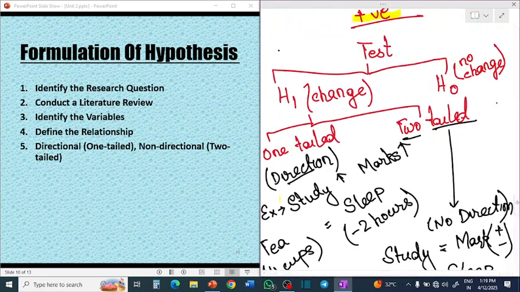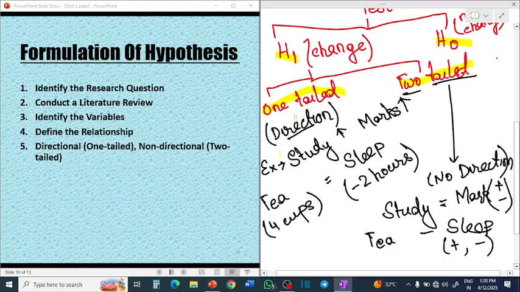After doing the test, we can have two results. It will be the alternative hypothesis, which will show a change, or it will be the null hypothesis, which will show there is no change. Now, the alternative hypothesis will be of two types. It can be one-tailed or it can be two-tailed. One-tailed will say that there is definitely a change and it will show a clear direction in which the change is applied.